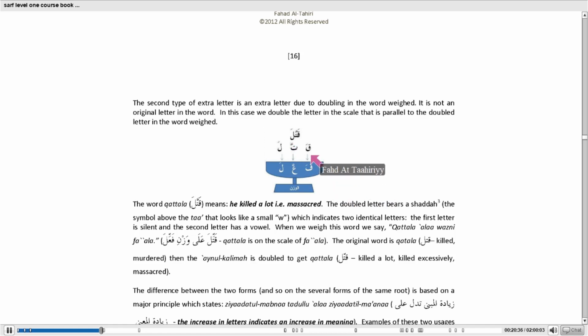Now, where are you going to place the qaf? Since it's the first letter, it's going to be fixed on the fa. Where are you going to place the ta? Since it's the second letter, it's going to go on the ain. Where will you place the lam? Since it's the third letter, it's going to go on the lam. So the qaf is fa al-kalima, the ta is ayn al-kalima, and the lam is lam al-kalima.